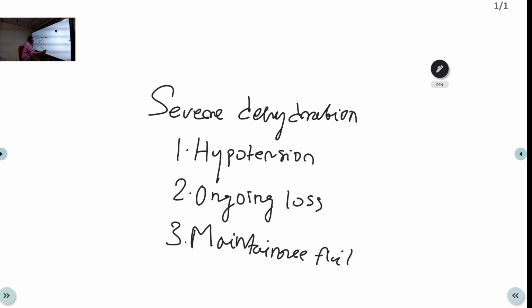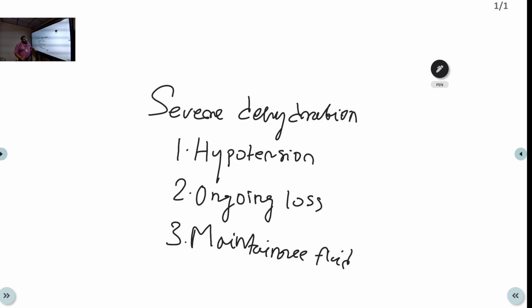So fluid selection for these three things should be different. When you want to treat hypotension, treat the ongoing loss, and treat a maintenance fluid also. Maintenance fluid is the one that should give you the energy and basic required electrolytes, what is needed for a normal child. But here the child has much more deficiency, a lot of other deficiency, so that also we need to replace.